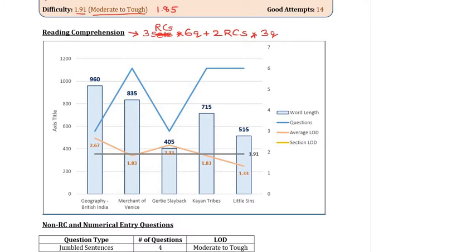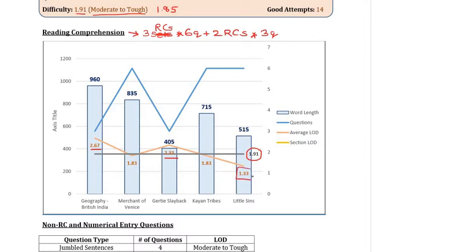So here we start off by looking at the overall sectional LOD and see it is around 1.9. When I see this graph, or when I see the successive LOD of the RCs, I observe that there are two RCs here which clearly stand out as being significantly tougher compared to the overall average difficulty of the section.